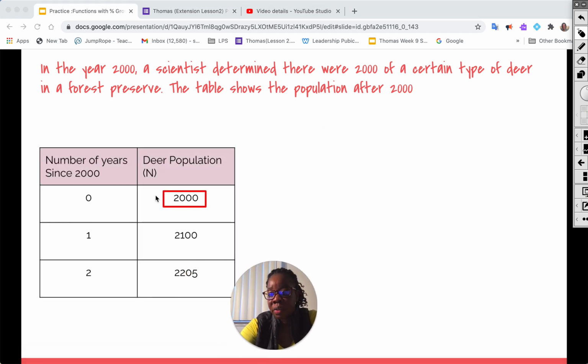So in 2000, there were 2,000 in the deer population. One year after that, there's 2,100. Two years after that, there's 2,250.